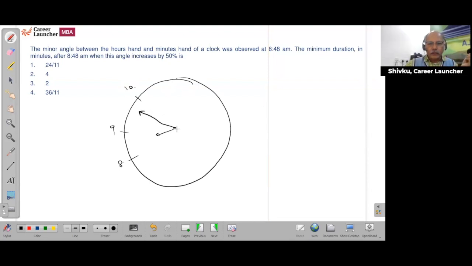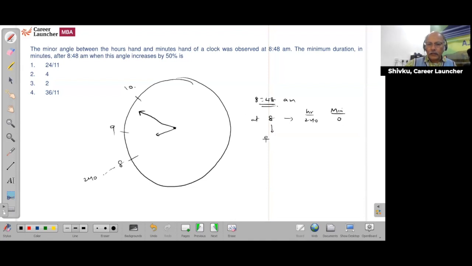So this is 8:48. So at 8:48 a.m., let me look at what is the angle between the hands of the clock. So at 8 o'clock, I know the position of the hands of the clock, right? This is about 240 degrees. At 8, the R hand would be at 240. The minute hand would be at 0.